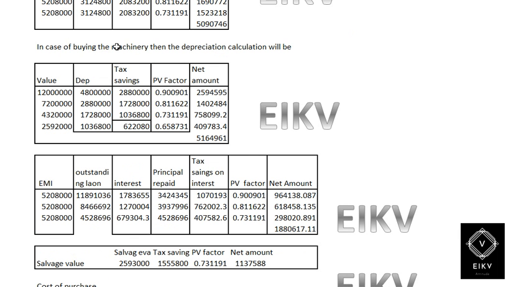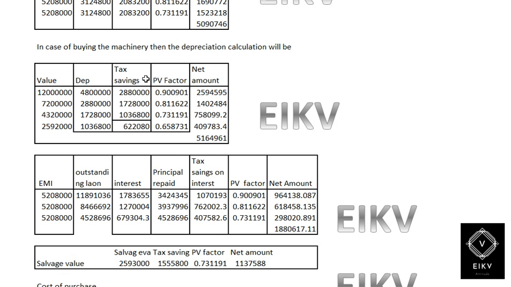Now we are going for the loan computation. So in case of buying the machinery, now we are going to calculate the depreciation. The total value of asset as given in the question is 120 lakh. Therefore 40 percent of 120 lakh would be the depreciation. The depreciation is calculated as per written down value, so the value would be decreasing year by year for 4 years, right? Yes.